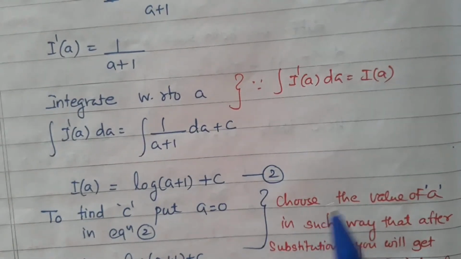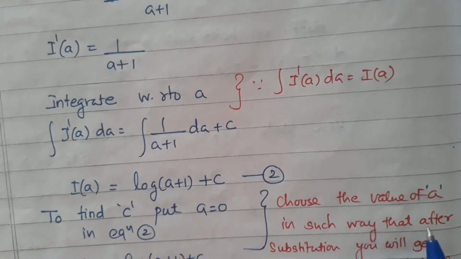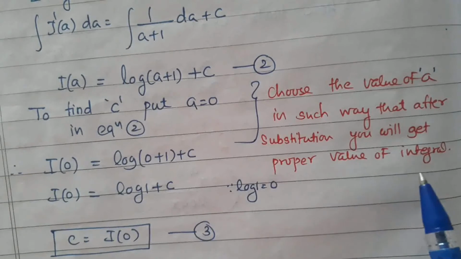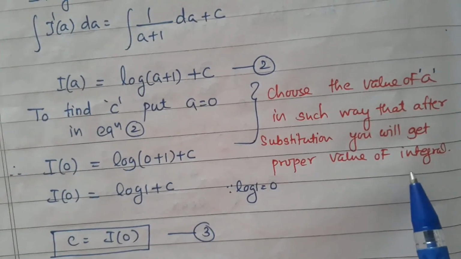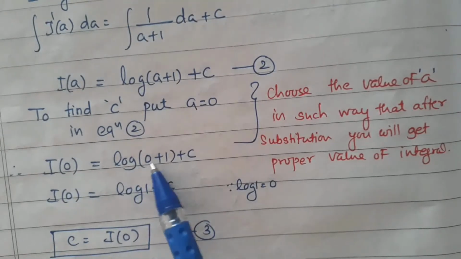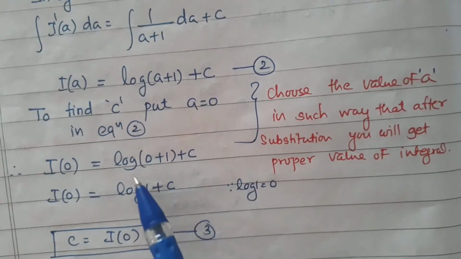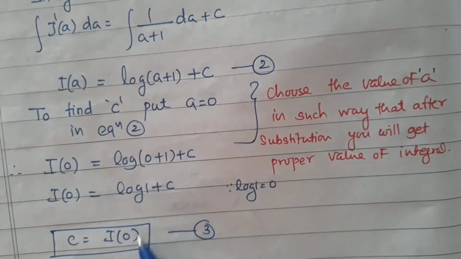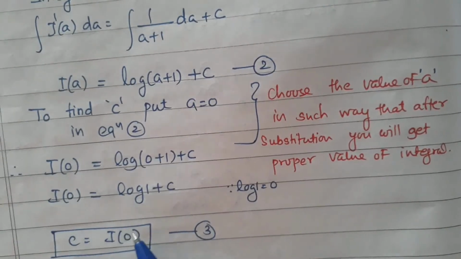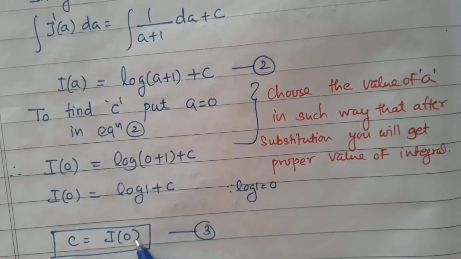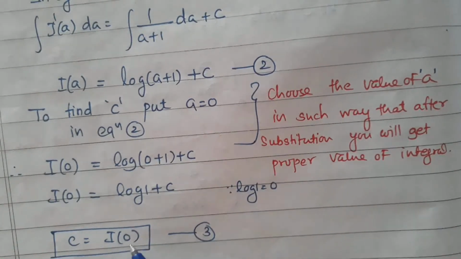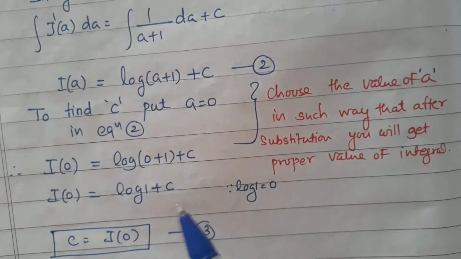Again the same thing is here. Choose the value of a in such a way that after substitution you will get very easily the value of this integral. So this step becomes I of 0 is equal to log of 0 plus 1 plus c. We know that log 1 is equal to 0. Therefore c is equal to I of 0. So how to find this I of 0? To find such type of integrals, use the given integral here.